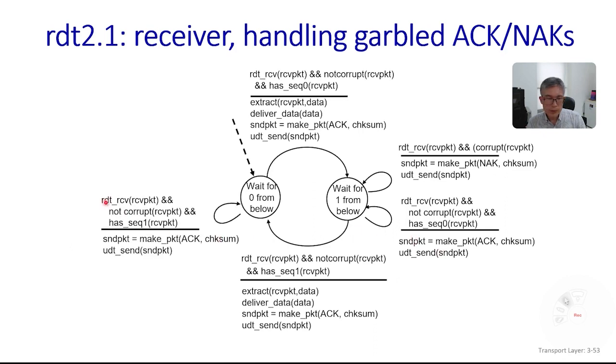Similarly, if the receiver receives a packet that is not corrupted but has sequence number one, while it is waiting for zero, this is a redundant packet. In that case, just acknowledge and send. If there is corruption, make a NACK, a negative acknowledgement, because a retransmission of the corrupted packet is requested.